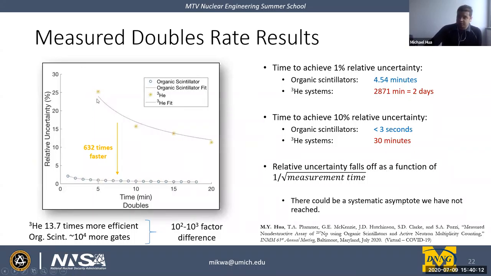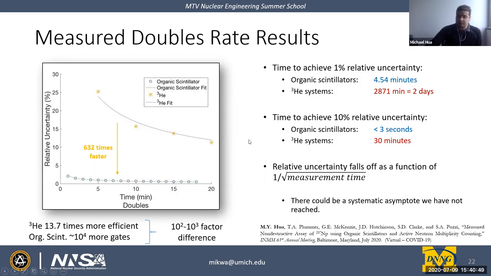so what we plotted here is relative uncertainty. And on top is the helium-3 curve, and on the bottom is the organic scintillator curve. It's a function of time. And the organic scintillators are 632 times faster than the helium-3 system. So we're talking about to get a 1% relative uncertainty, organic scintillators can do that in less than 5 minutes. And that's 1% relative uncertainty. That's pretty good. Helium-3 systems require 2 days to achieve 10% relative uncertainty, so relax it a bit. We'd need less than 3 seconds for organics, but 30 minutes for helium-3.